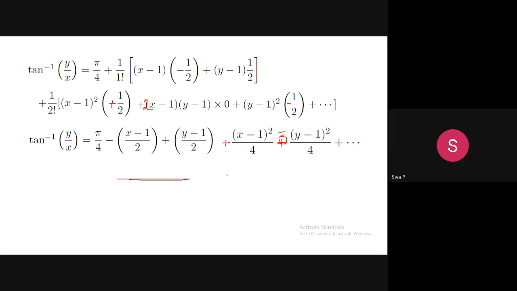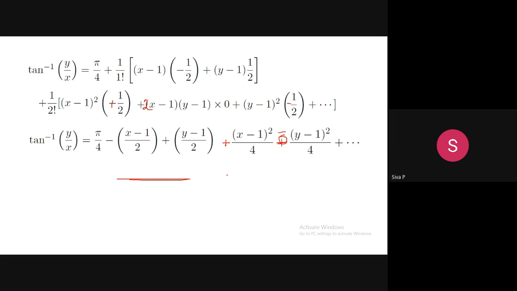So very simple, you can write the Taylor series once you remember the formula. That question may be asked at the point a comma b, or in powers of x minus a, y minus b. Otherwise, in case they are asking at the point 0 comma 0, that question may be asked in powers of x and y. Okay, only two types of problems are there.